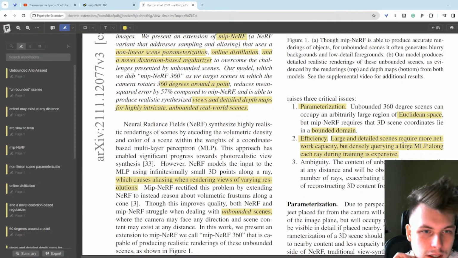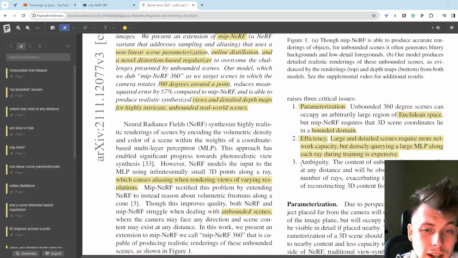But basically, if they do unbounded scenes very naively and just sample all their rays and all the points whatever way, then it will be prohibitively expensive, even worse than just training for 48 hours, meaning like training for a month. So that doesn't make any sense.